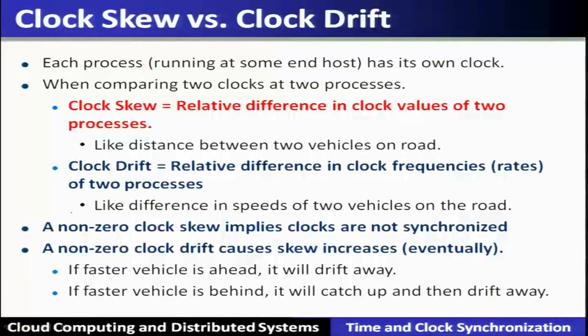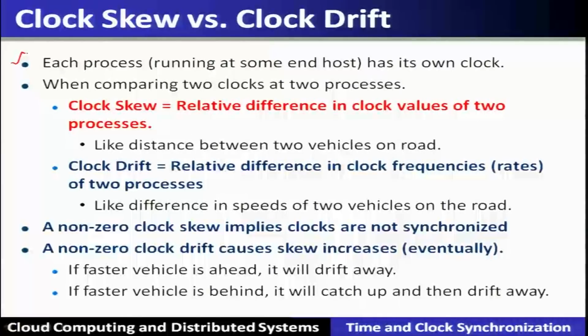So, let us see some more definitions in this respect. First, we will see the two definitions. One is called clock skew, the other is called clock drift. Now, as you know, each process is running its own local clock.